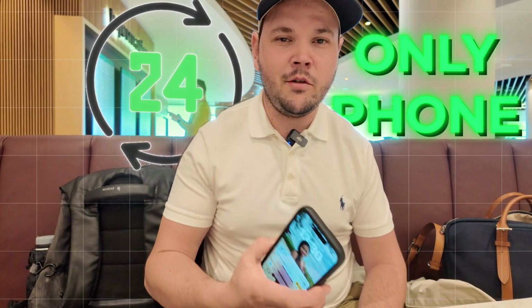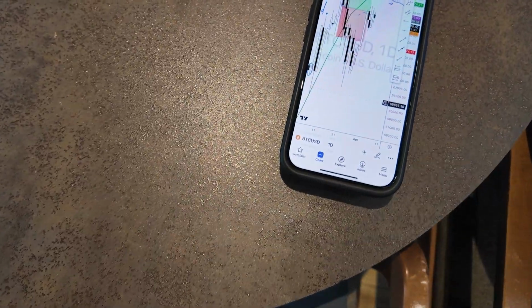I'm going to try to use this, especially the TradingView app, to place all my trades and look at my charts. I'll bring you along and show you how that works out and how it goes.